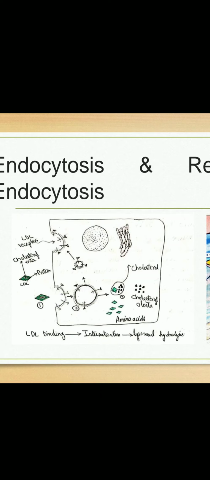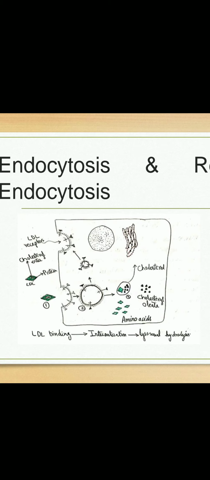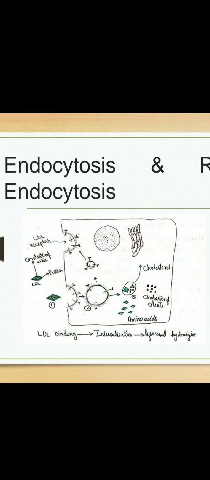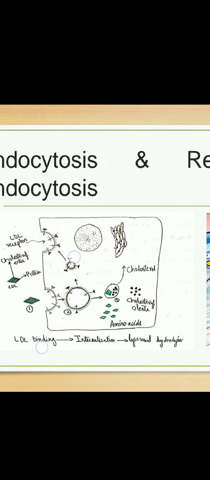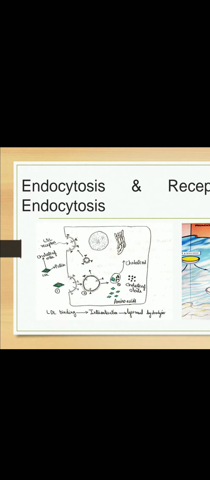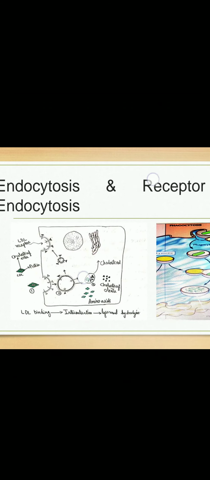Then when they are inside the cell, they will go and join with the lysosomes, where different small molecules like amino acids are formed inside the cell. But the remaining part, the clathrins and the receptors, are sent back to the plasma membrane, where they will again take another molecule of cholesterol inside the cell for the breakdown.